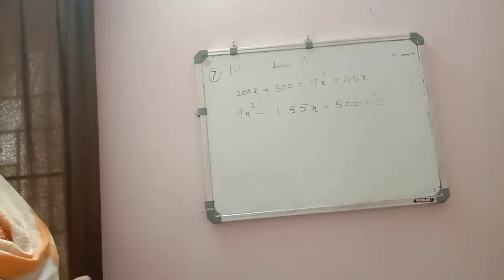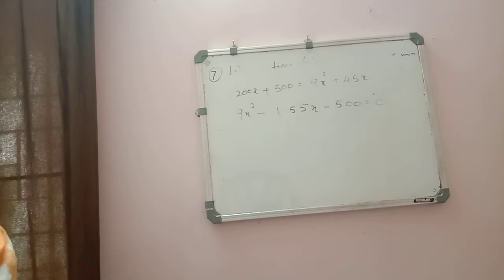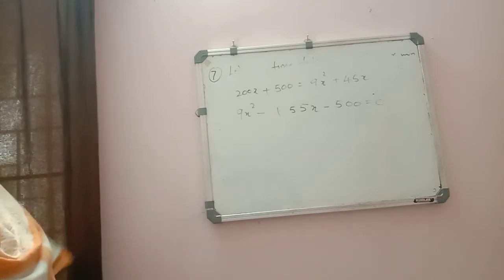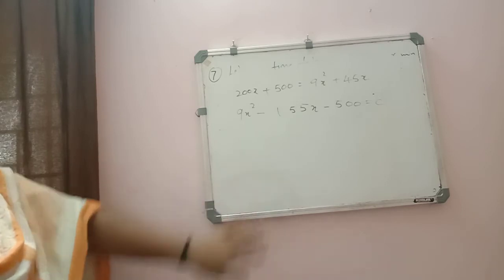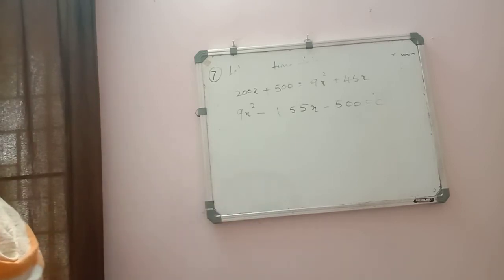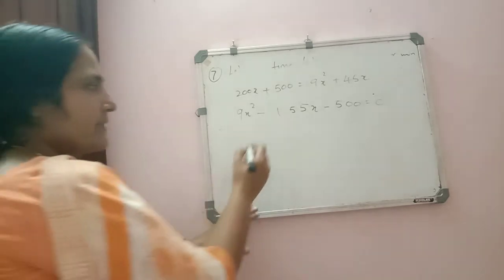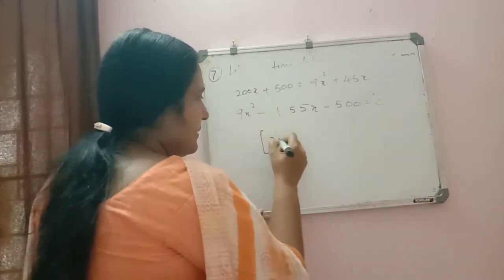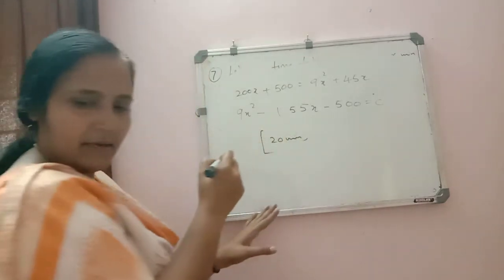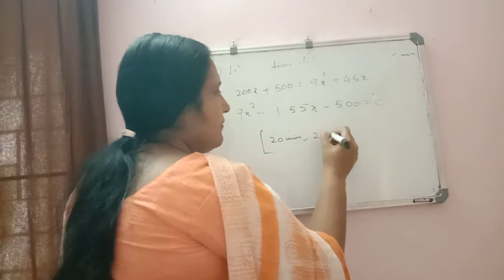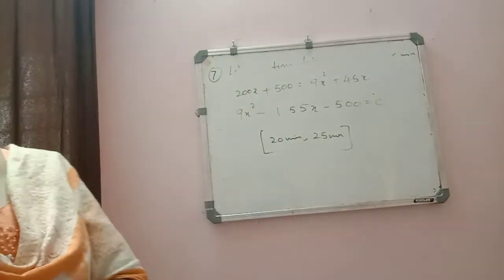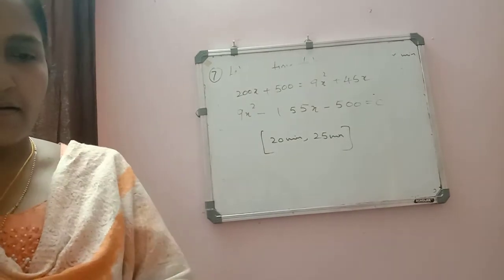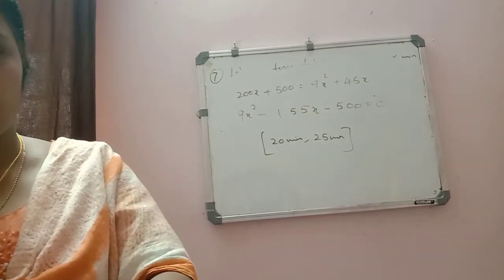Now you can solve this one. I think you might think this calculation will be difficult there, but I think you can do it. Try to do it, you will get the answer there. You will get two values there. X will be equal to 20 minutes and another will be equal to 25 minutes. So moving on to the next question.